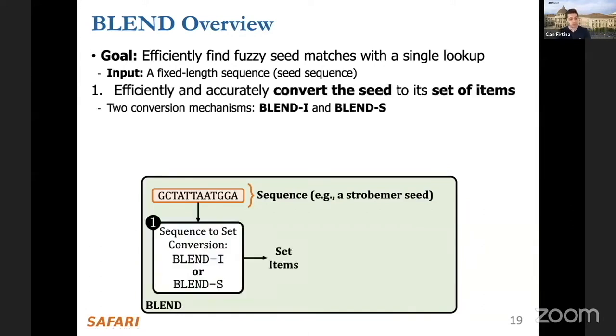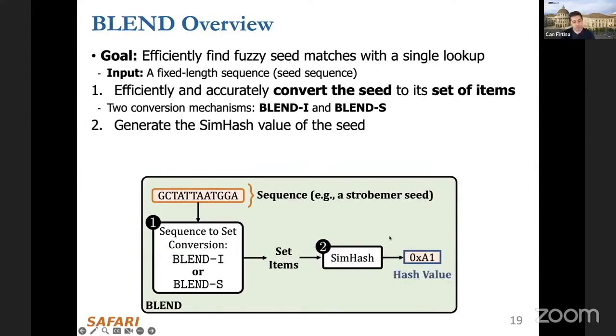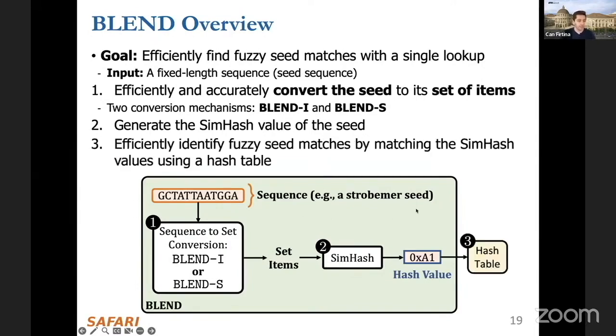So what we want to do is efficiently and accurately convert this particular seed to its set of items, so that we can use it with the SimHash technique, because the SimHash technique takes a set of items as input. And we provide two conversion mechanisms for that. We call them Blend I and Blend S. After identifying the set items from these seeds, we use the SimHash technique, as I explained earlier, to generate the hash value of this particular seed from its set items. And then we can efficiently identify fuzzy seed matches by matching the SimHash values using a hash table.